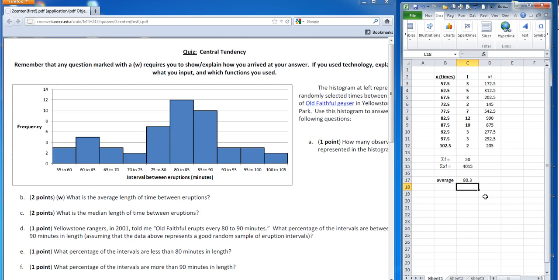All right. What is the median length of time between eruptions? Now, Excel does not know how to do medians of grouped data, so we have to be a little bit slick with the median over here. We have to do some chopping.